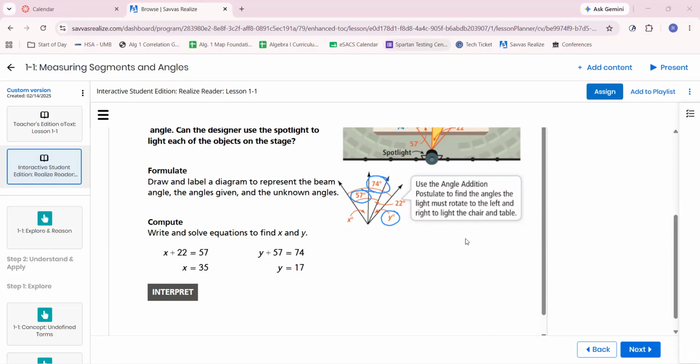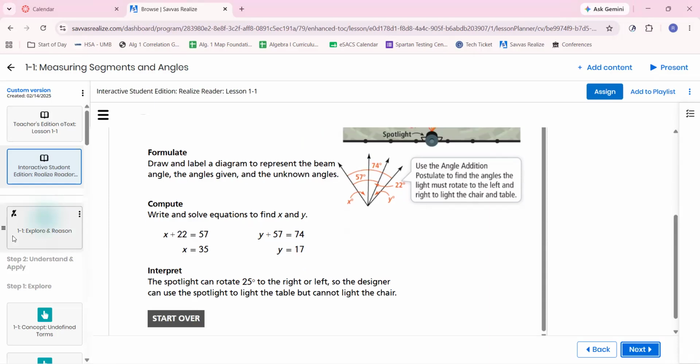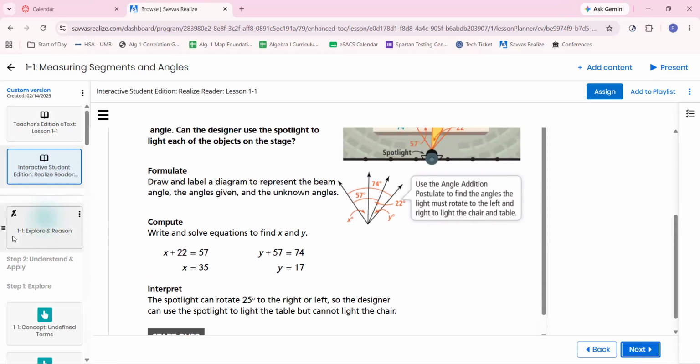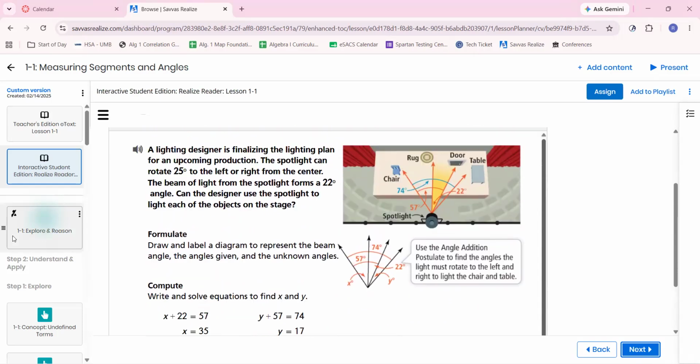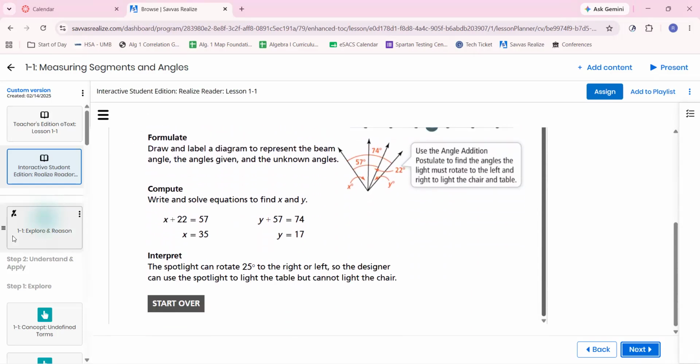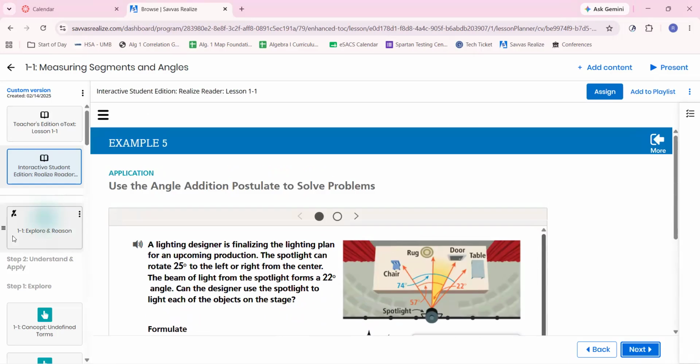Now, what does that mean for this problem? Well, the light can only go 22 degrees. So the spotlight can only go 25 degrees to the right or left. So the designer will be able to light up the one on the right, which was, what was that? The table, I think. Yeah. But will not be able to reach the chair. They would need a larger spotlight. It was an application of the angle addition postulate.